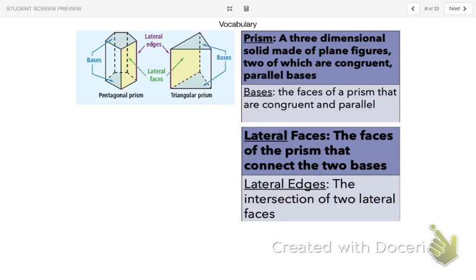So we have lateral faces. Those are the faces of the prism that connect the 2 bases. So all of these are lateral faces. So a pentagonal prism has 5 faces. A triangular prism only has 3 faces. And then lateral edges. So the edges are where the faces meet. Okay, go ahead and write these down if you haven't already. Pause the video if you need more time.